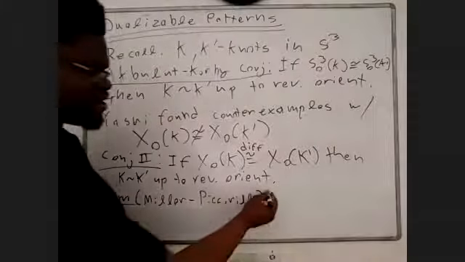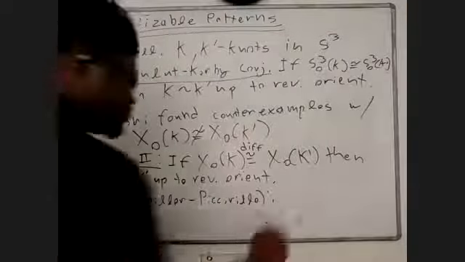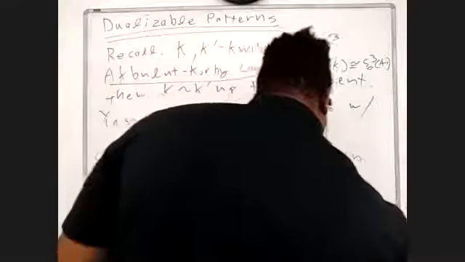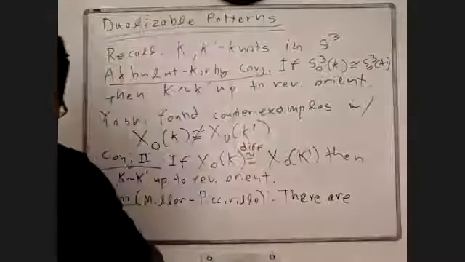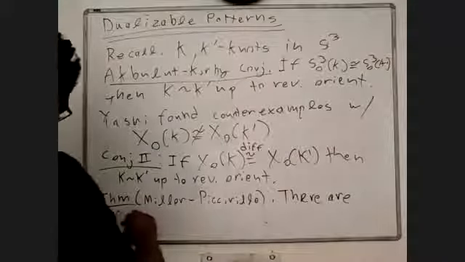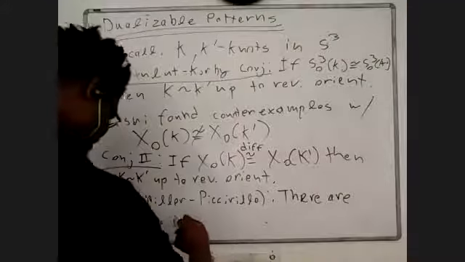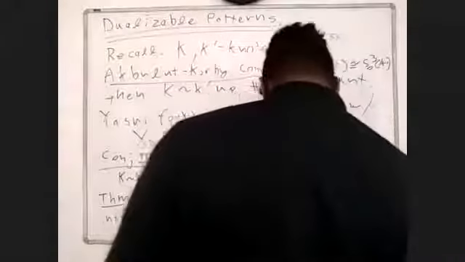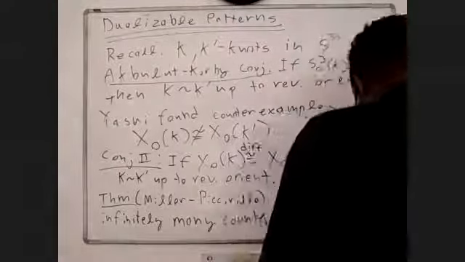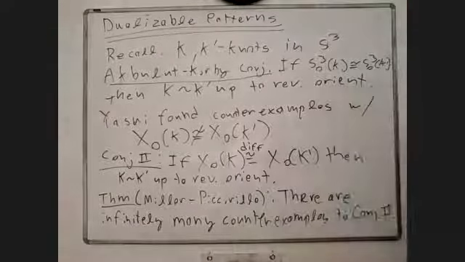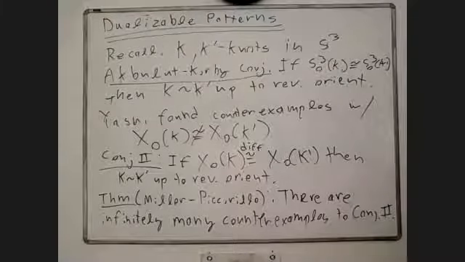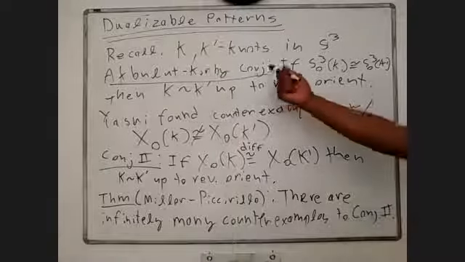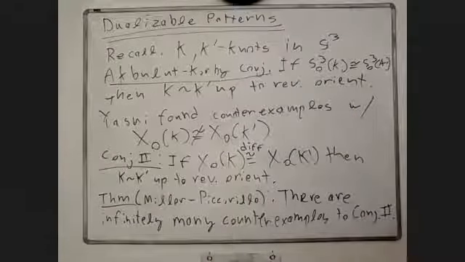Well, that brings us to the topic of the remainder of our seminar, which is this theorem. There are infinitely many counterexamples to conjecture 2. And that's what we're going to be talking about over the next 4 weeks, how they prove this. And of course, this will also give counterexamples to the Piccirillo conjecture, so you can kill 2 birds with 1 stone.